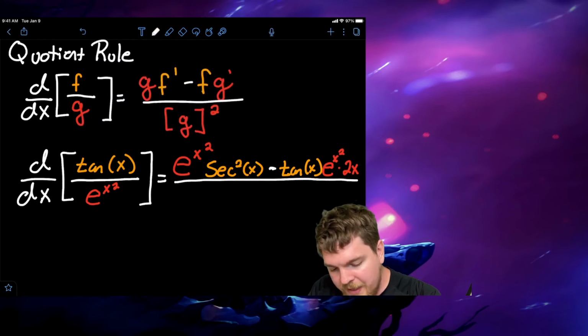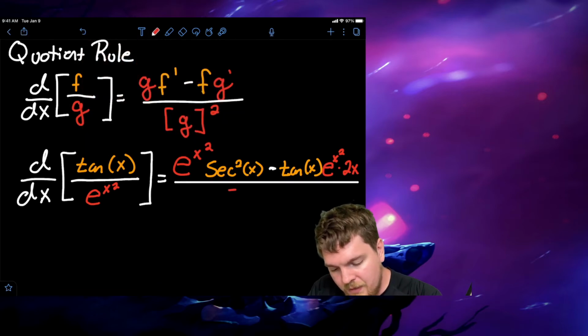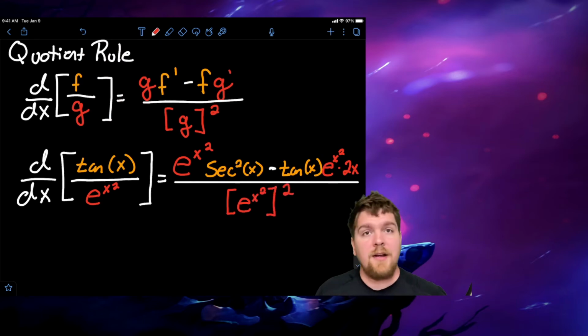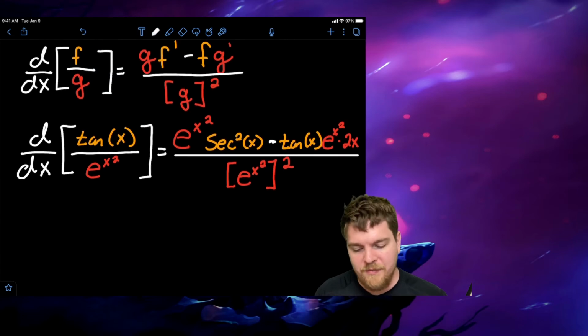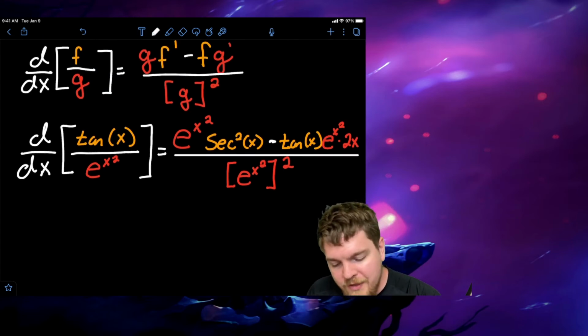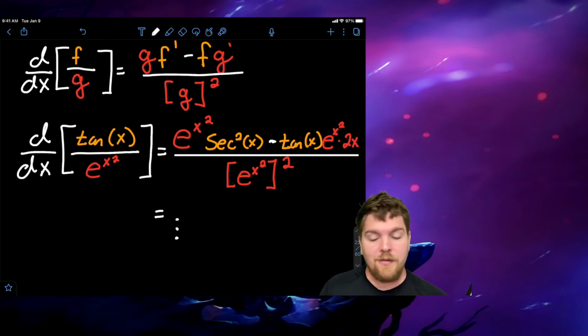The last little bit that we need is we just have to square the denominator. So our denominator was e to the x squared, and we can go ahead and square that denominator. Now again, looking at this, there are a few things we can factor and simplify, but as far as the calculus is concerned, at this point we are finished with the calculus, so I'll leave it up to you to take this a few steps further if you would like.